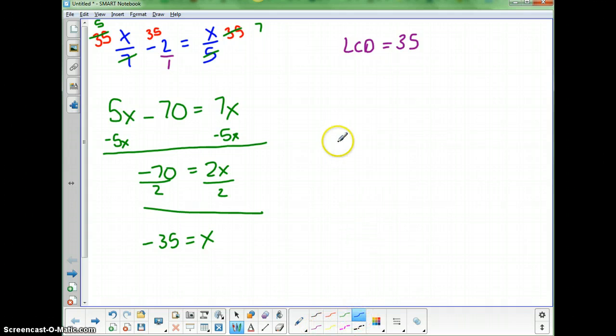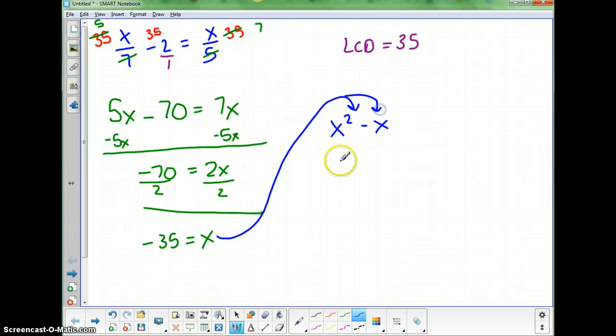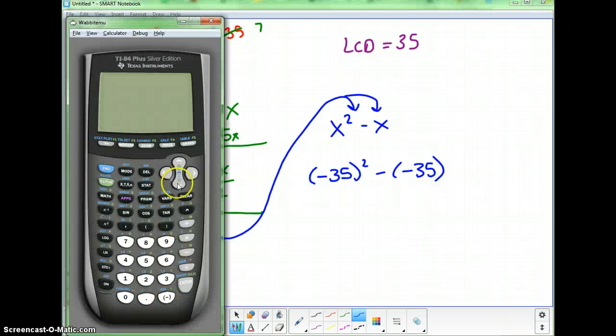The other part was to evaluate the expression x squared minus x. Now I know that the value of x is going to be negative 35. We'll have negative 35 squared minus negative 35. Let's grab a calculator. So we have negative 35 squared minus negative 35. I could have just put plus 35 since I know those two negatives are going to make that turn positive, but I'll type it the way it was shown. And I get 1260.